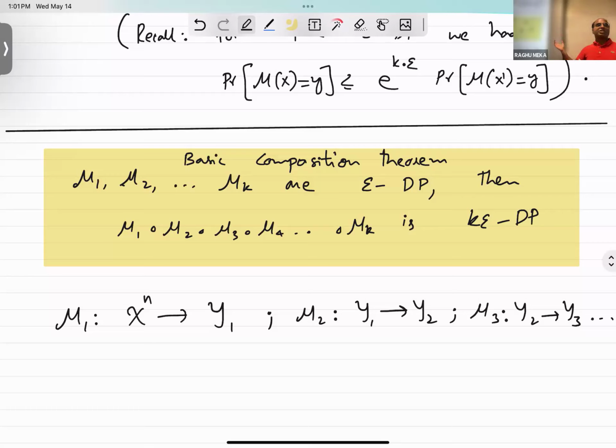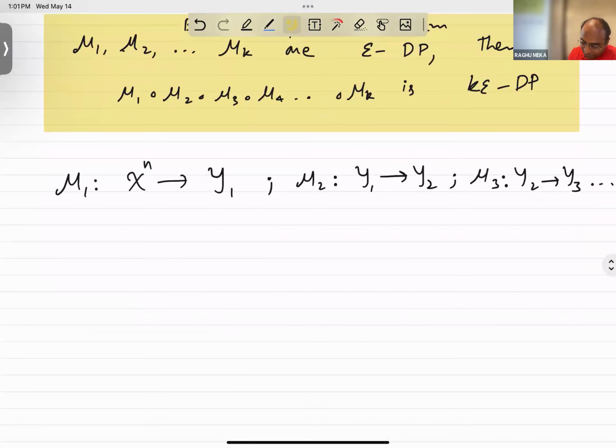And this is one of the reasons why we do e to the epsilon instead of 1 plus epsilon. Because writing 1 plus epsilon to the k, you have to do 1 plus epsilon to the k minus 1 and then it gets messy. So you do e to the epsilon. Okay. All right. So this is for pure differential privacy.